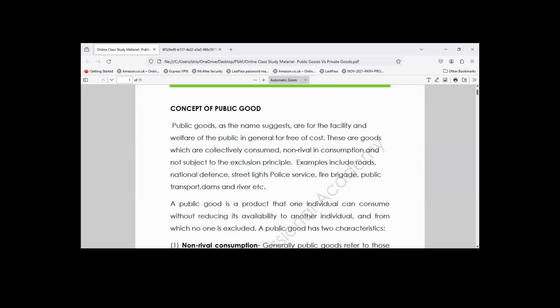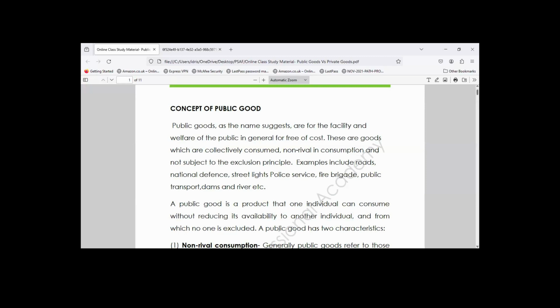And public good, they are normally provided by who? By the government. Public good are normally provided by the government. They are the facilities of the government that you enjoy at a free cost. Examples of public good: road. The road that we have taken our car past is public good. It's provided by government. We don't pay for it.